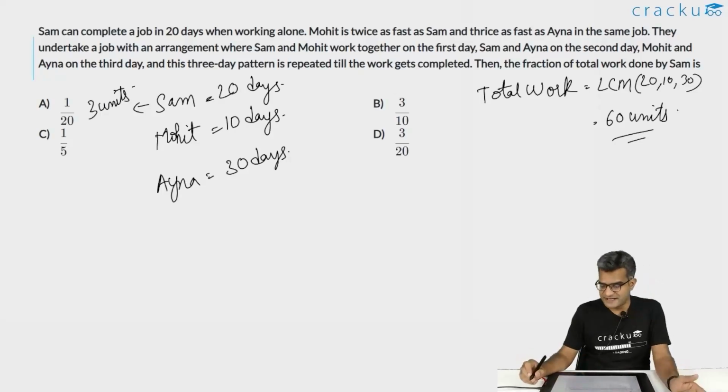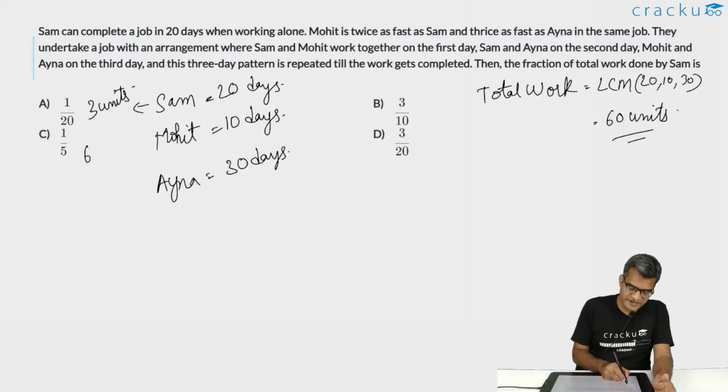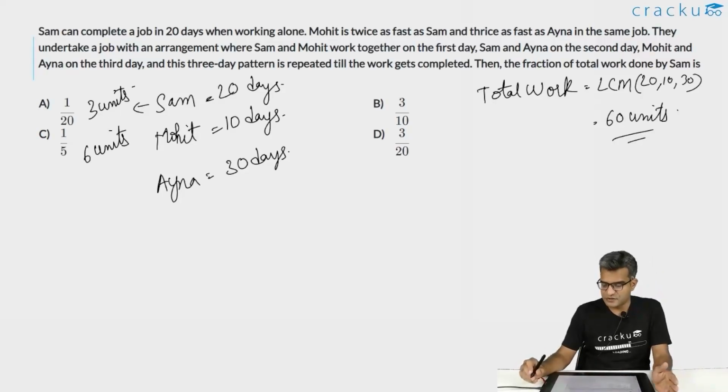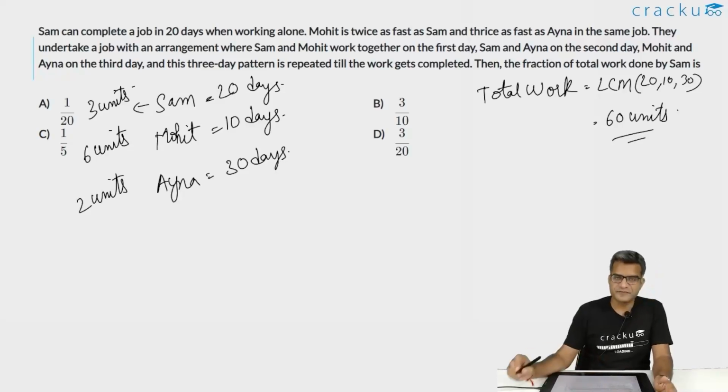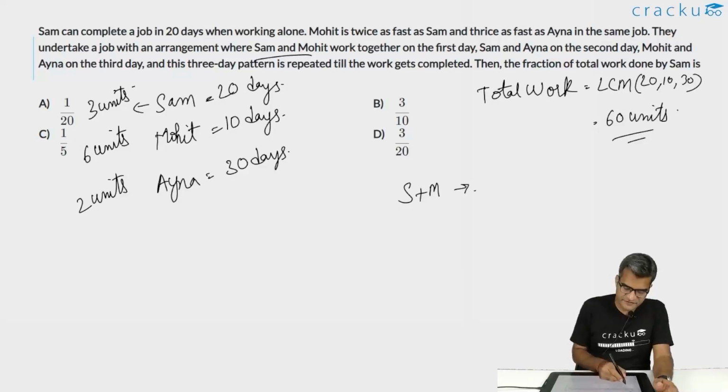Mohit takes 10 days to finish 60 units of work. So every day he does 6 units of work. Aina takes 30 days to do 60 units of work. So every day Aina does 2 units of work. Now we are told that all of them don't work on every day. The first day Sam and Mohit work. And how much work would they finish? They would finish 3 plus 6, which is equal to 9 units.